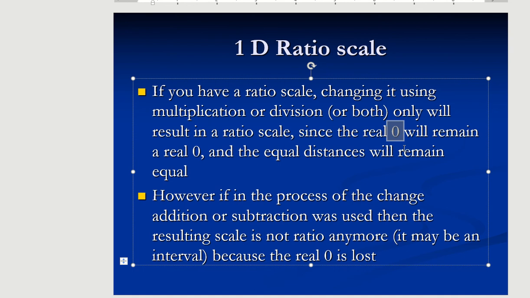You can apply the same principles for kilograms and pounds. Okay, so you change kilograms into pounds by multiplying by 2.2. The 0 kilogram multiplied by 2.2 will give you 0 pounds.